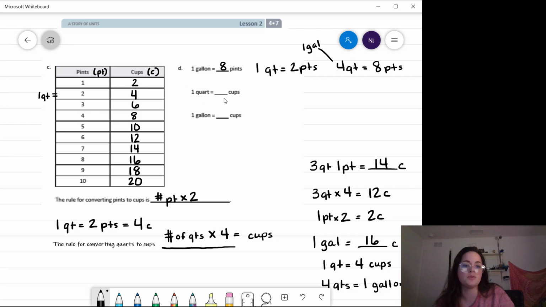Now, 1 quart is equal to how many cups? Well, we had talked about how 1 quart is equal to 2 pints, and there are 2 cups in 1 pint. So 2 pints, there are 4 cups. And then the gallon, we just figured that out. We've got 16 cups in 1 gallon.